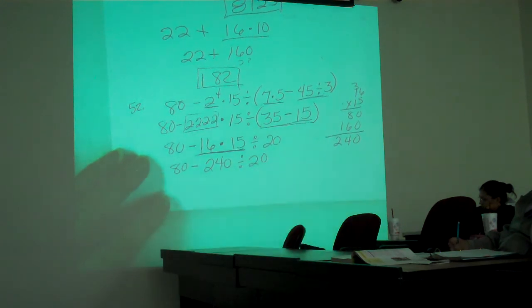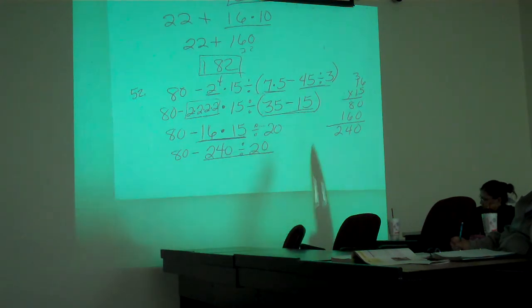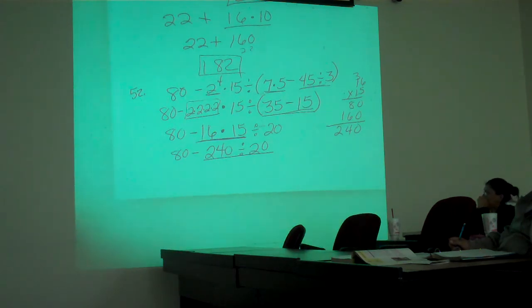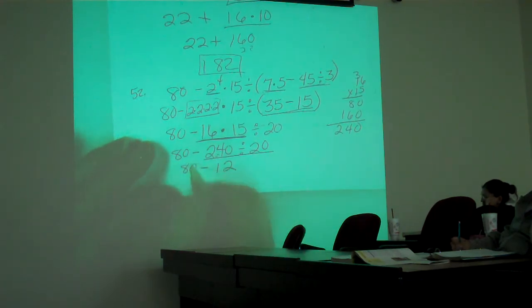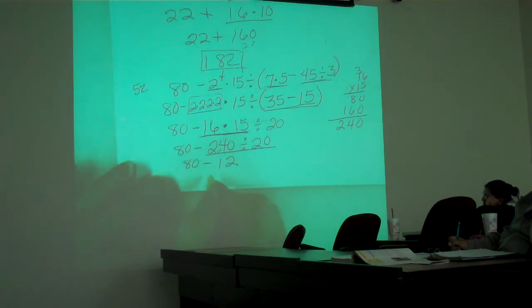Divided by 20. Now what do we do? Now we're going to divide. 24 divided by 2 is 12. It's just going to be 12, isn't it? Yeah. So this came out to 12. Rewrite the whole thing. It's getting skinnier. 80 minus 12. 80 minus 10 is 70, and then 2 more is 68. And there's your answer. That is your final answer.